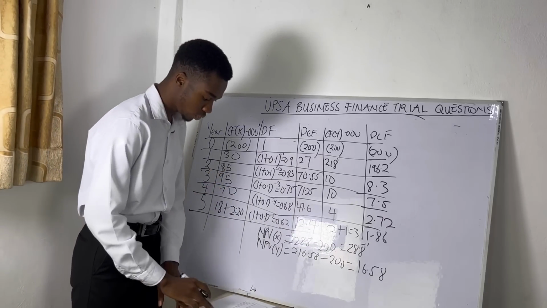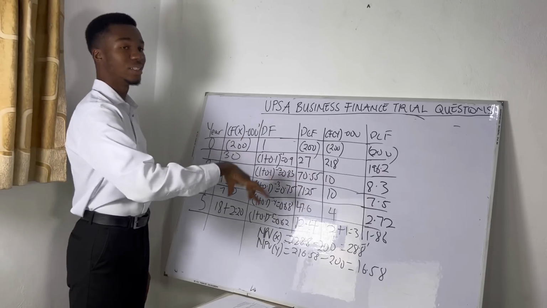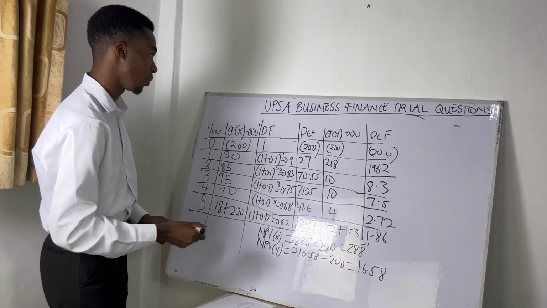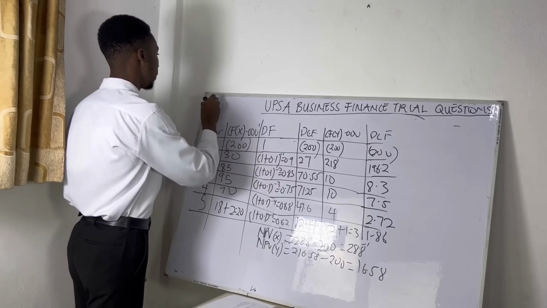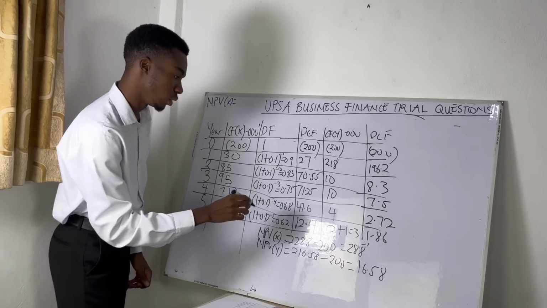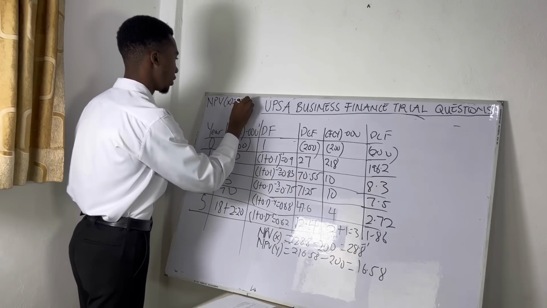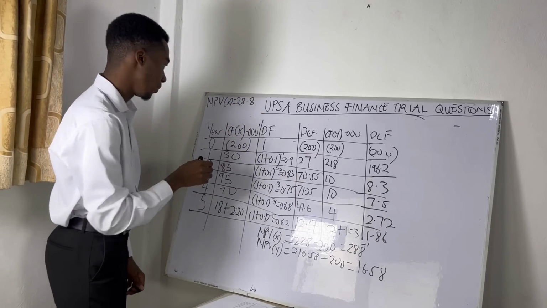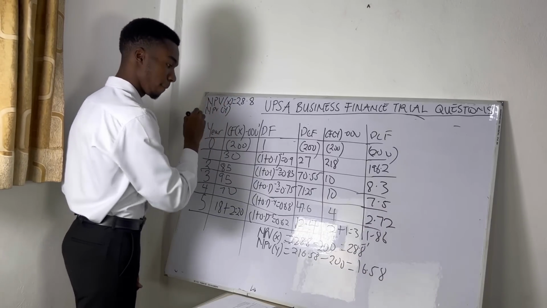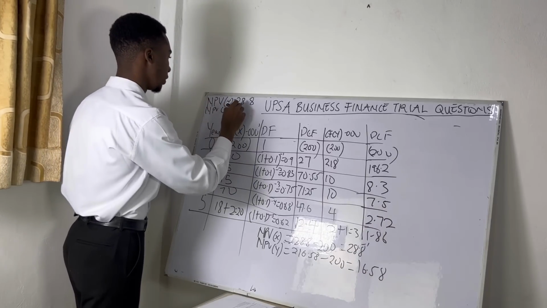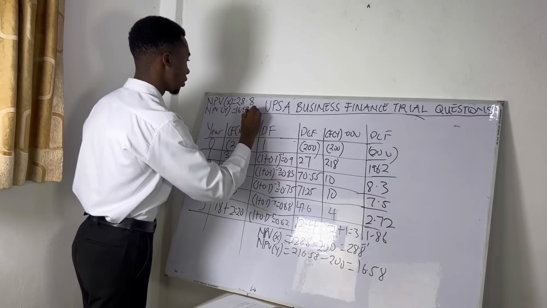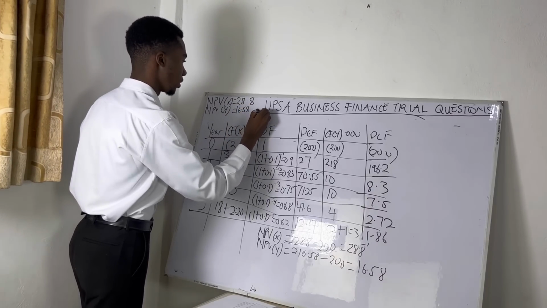So since they said we should use 20%, we are going to calculate all this again using 20%. So let's write the values at the top so that we don't forget. NPV of X is equal to 28.8. Then NPV for Y is equal to 16.58. So this one, our rate was 10%.